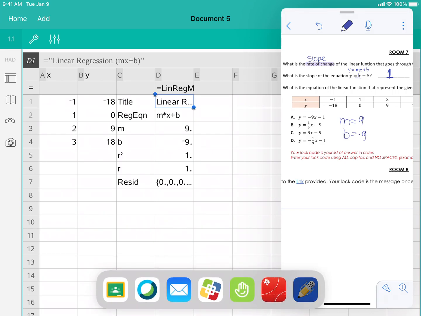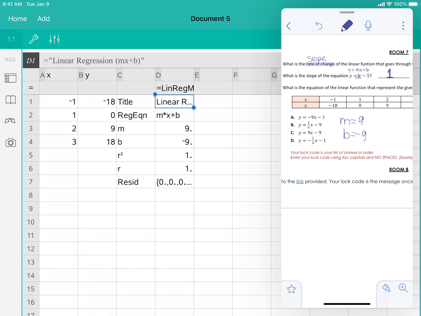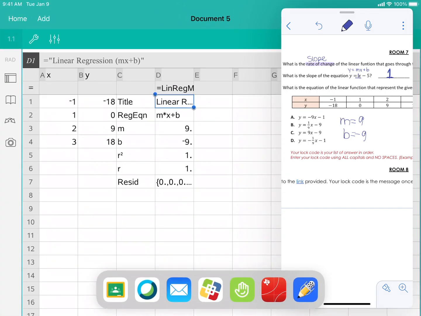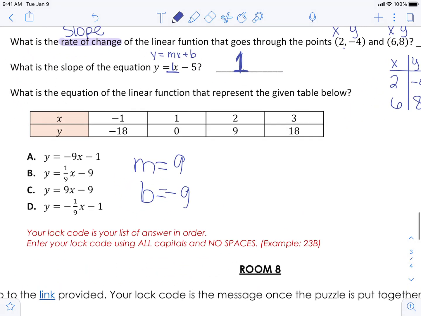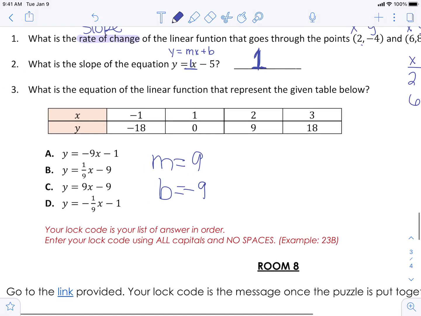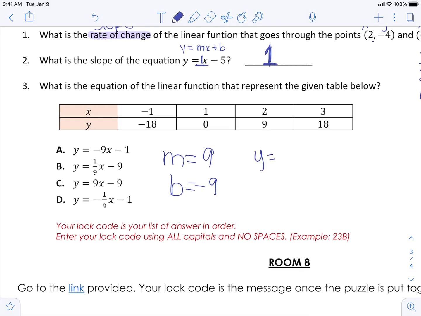So I'm just going to go straight back to my notes. Okay, so that looks like a G. It's not a G, it's a 9. There we go. So I'm looking for y equals 9x minus 9. Y equals 9x minus 9. So that looks like it's answer choice C.